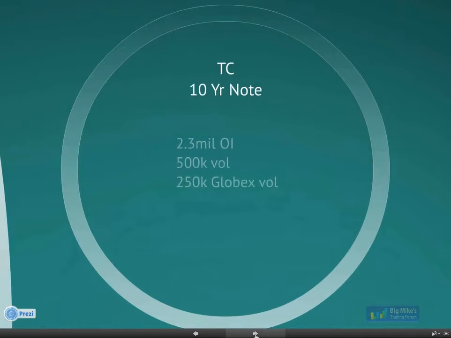10-year notes, quite widely traded, 2.3 million open interest, 500,000 volume, but of that 500,000, 250,000 of it is Globex volume, the rest is pit traded. So when you're looking at total volume on some of these, you need to make sure you look and see if it's pit traded, private negotiated traded, or Globex traded. Most of the people listening to this are probably going to be looking at Globex trading, the electronic trading.